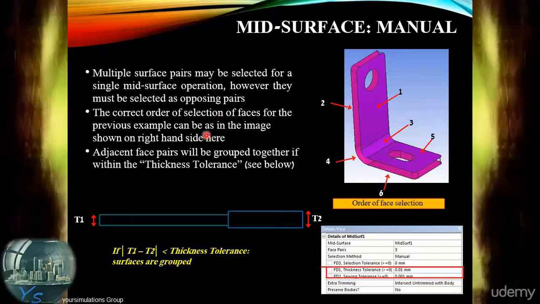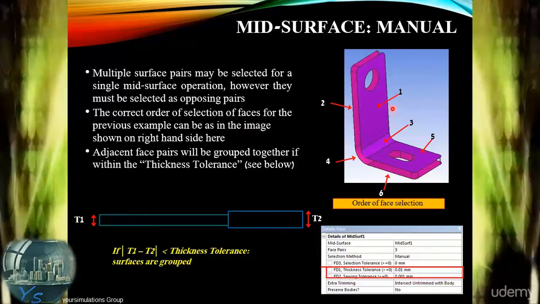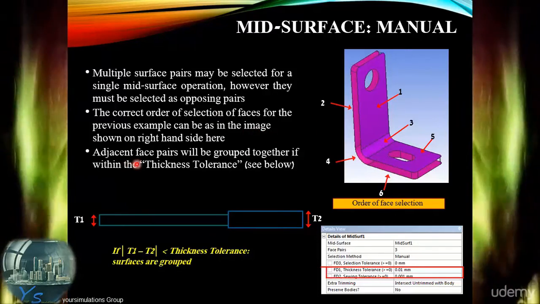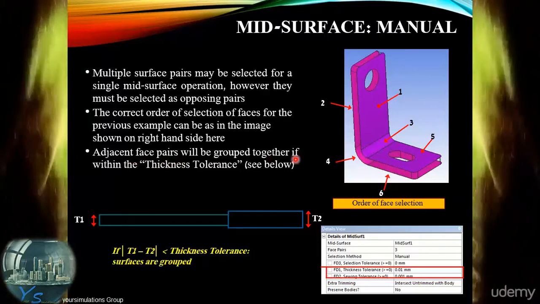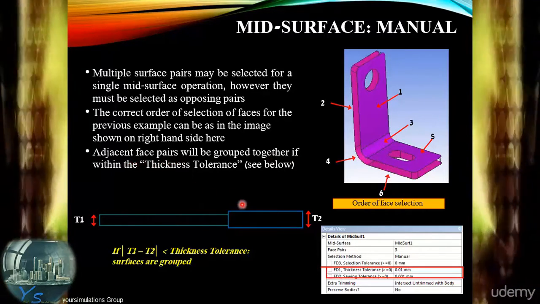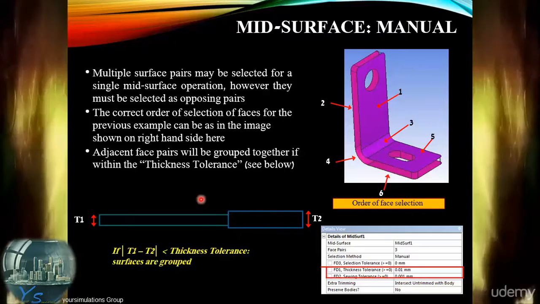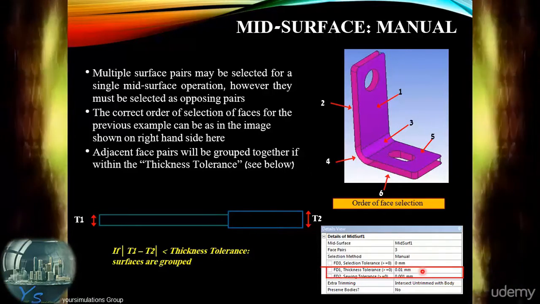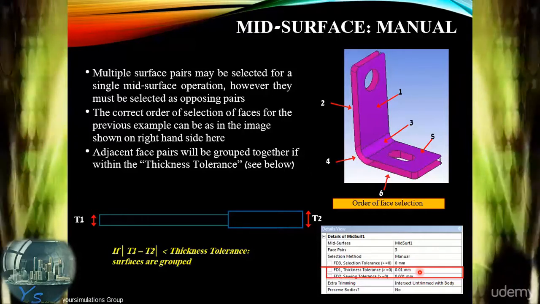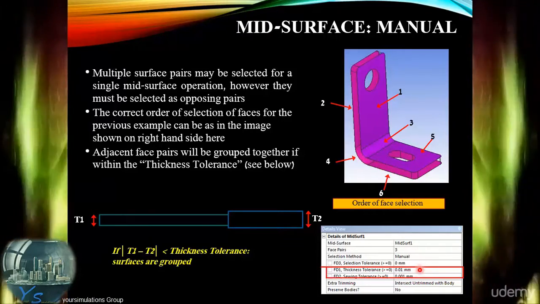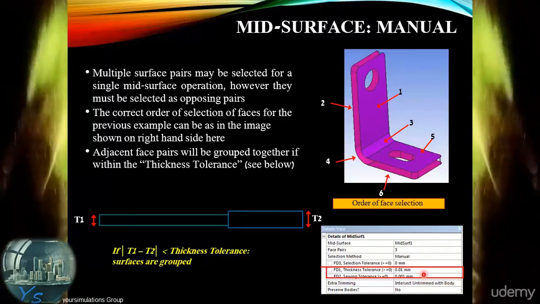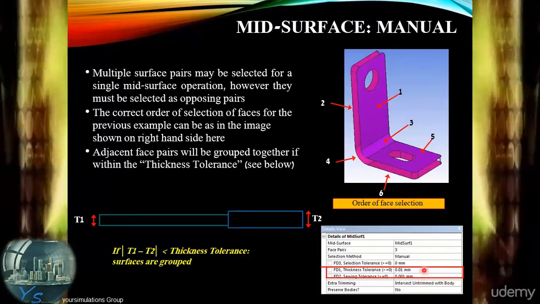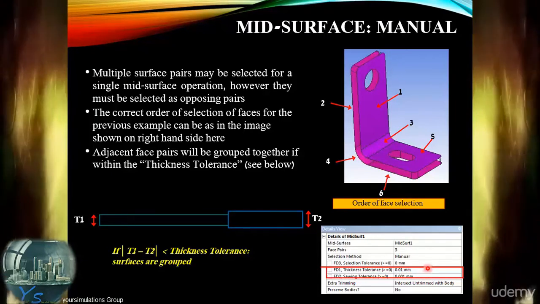The correct order can be as shown in the image on the right hand side, and adjacent pairs will be grouped together if they fall within the thickness tolerance, and this is shown at the bottom of the screen here. And we can edit the tolerances associated with the details of the mid-surfacing as shown in the fields of the details view for the mid-surfacing operation. These can be seen in the bottom right hand side of this slide.